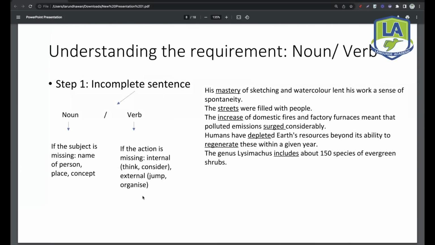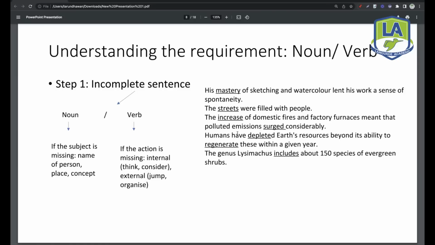So if you have learned these 4-5 areas, you can easily apply them to the questions. For example, dash off. So we just did, if you have a blank before off, you need a noun in that case. The mastery of sketching and watercolor. The dash, if we have a blank after the, we need a noun in that case. The dash off, we need a noun if we have a blank between the and off. Humans have dash Earth's resources.